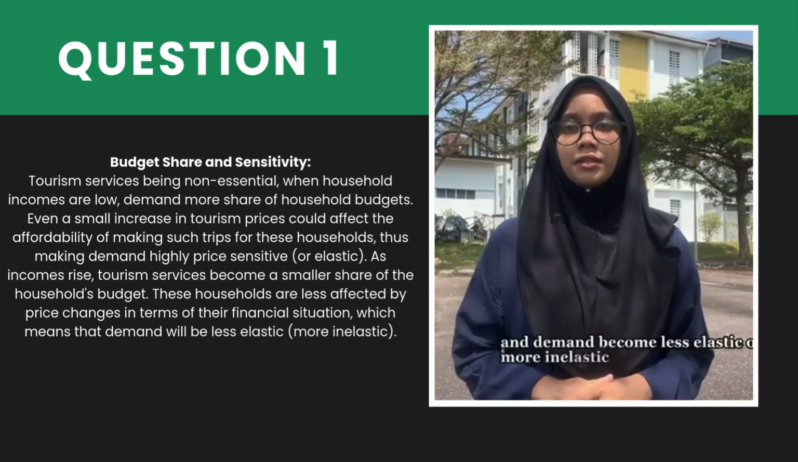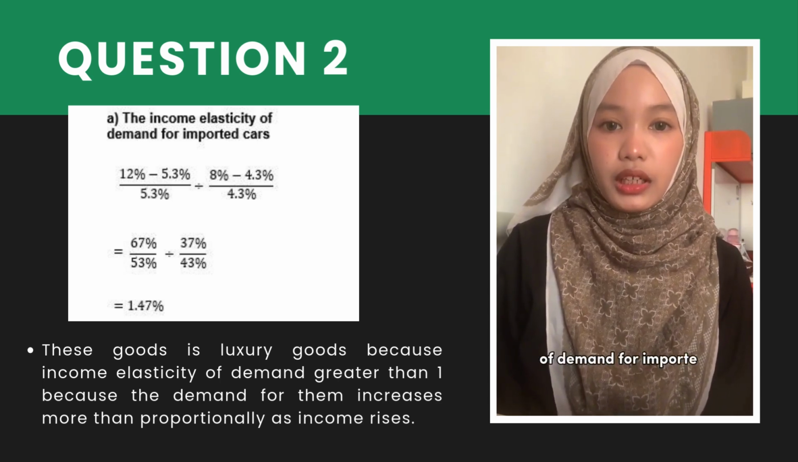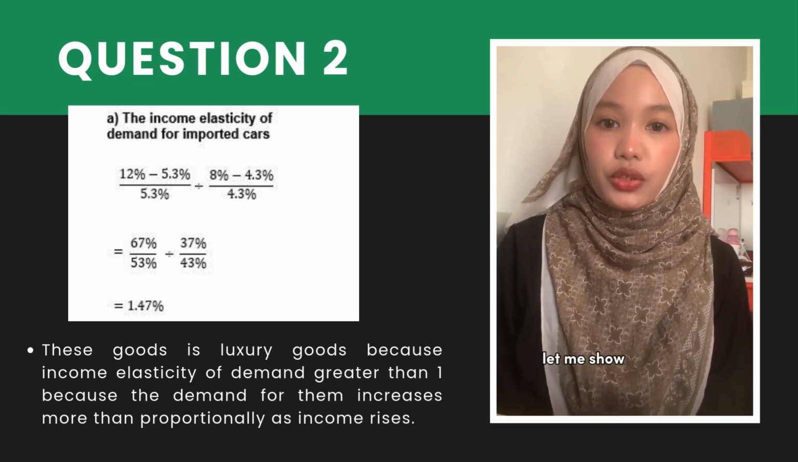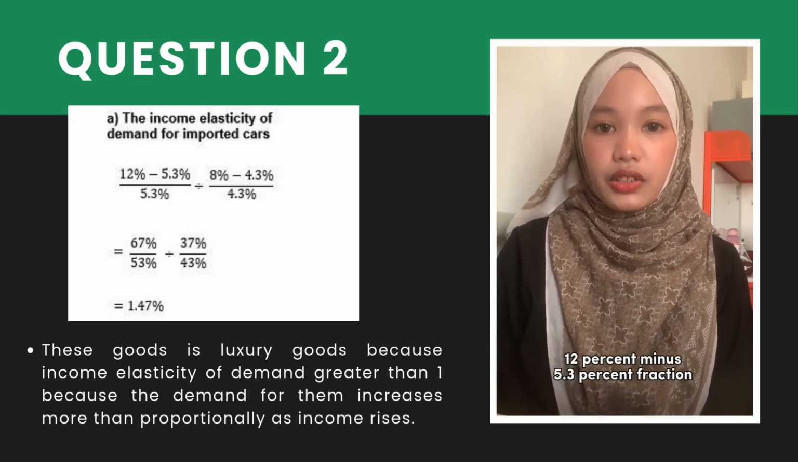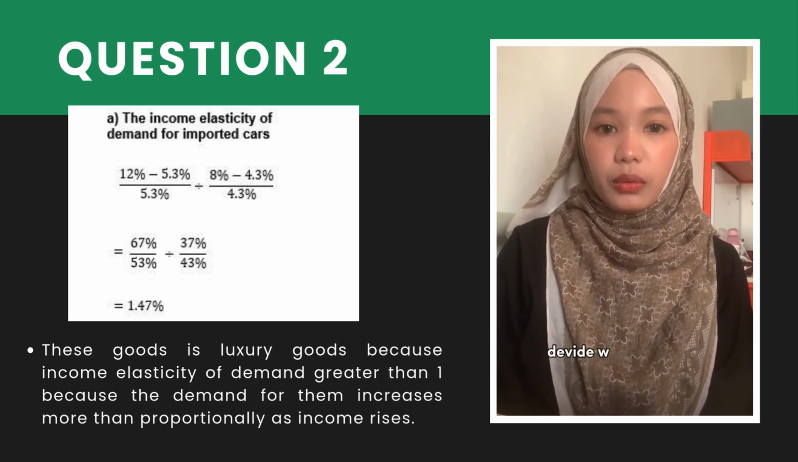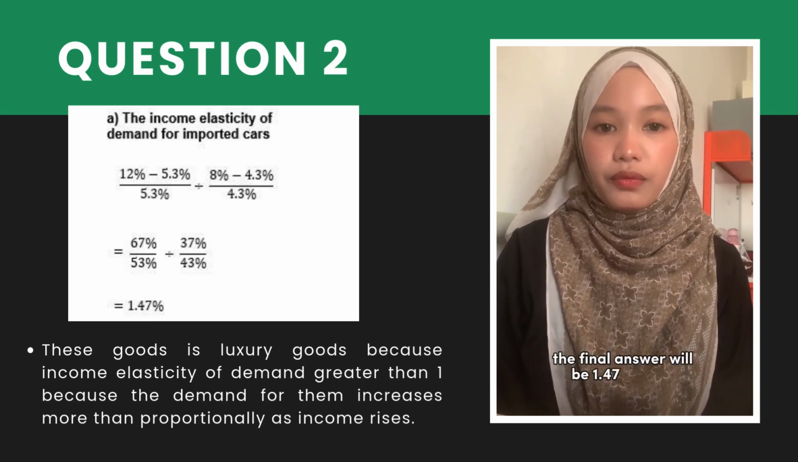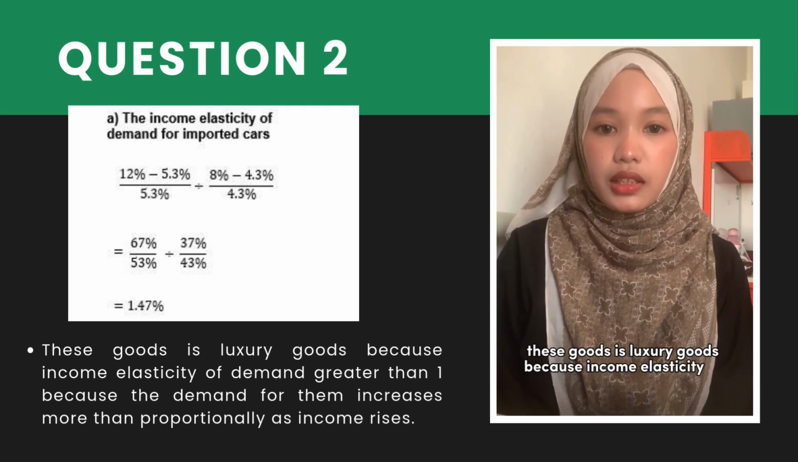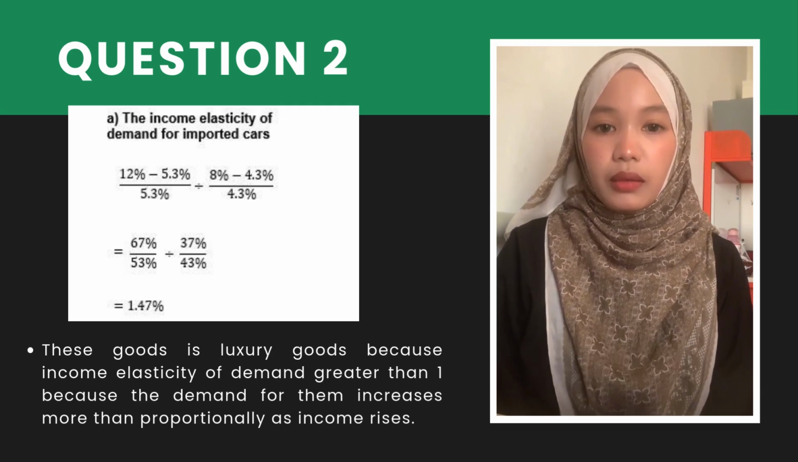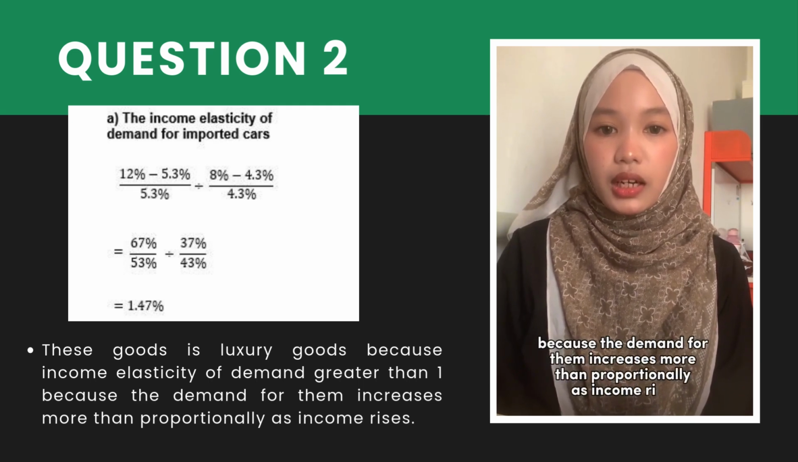or more inelastic. For question 2a, the income elasticity of demand for imported car is 1.47. Let me show you how to calculate it. 12% minus 5.3% over 5.3%, divided by 8% minus 4.3% over 4.3%. The final answer will be 1.47. This good is a luxury good because income elasticity of demand is greater than 1, because the demand for them increases more than proportionally as income rises.